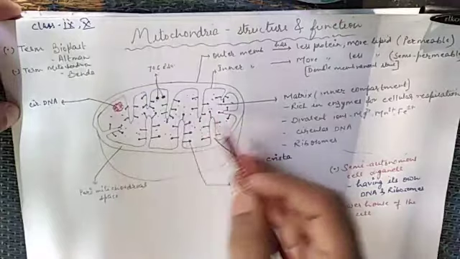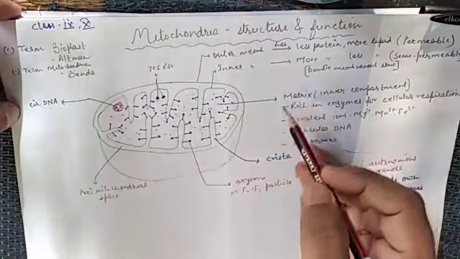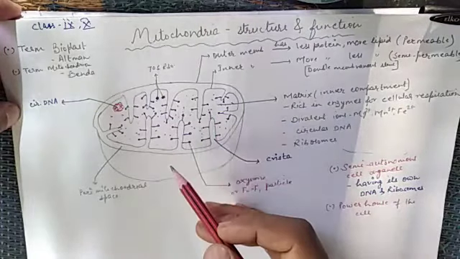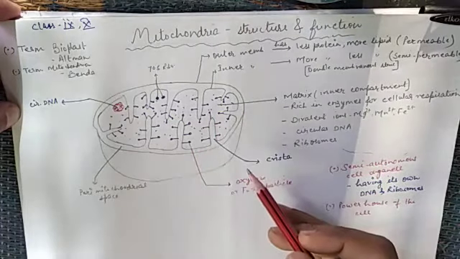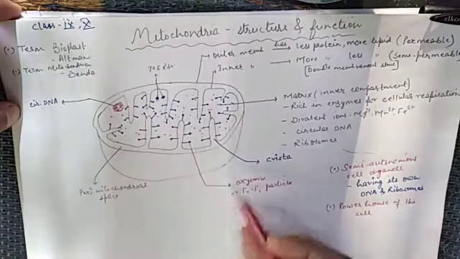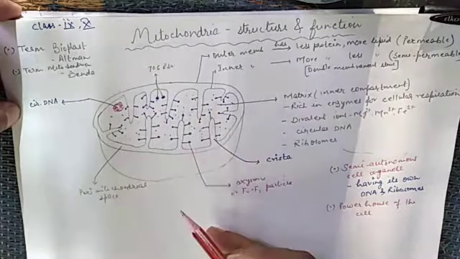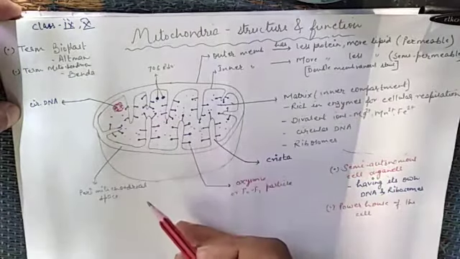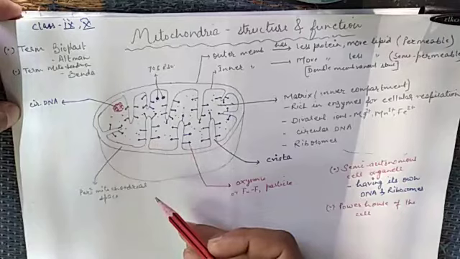Inside the mitochondria, this is the matrix part. It is also called the inner compartment. It is rich in enzymes for cellular respiration. Aerobic enzymes are found in this matrix region, and here the cellular respiration takes place. Divalent ions like magnesium, manganese, and iron are also found here, which act as catalysts.